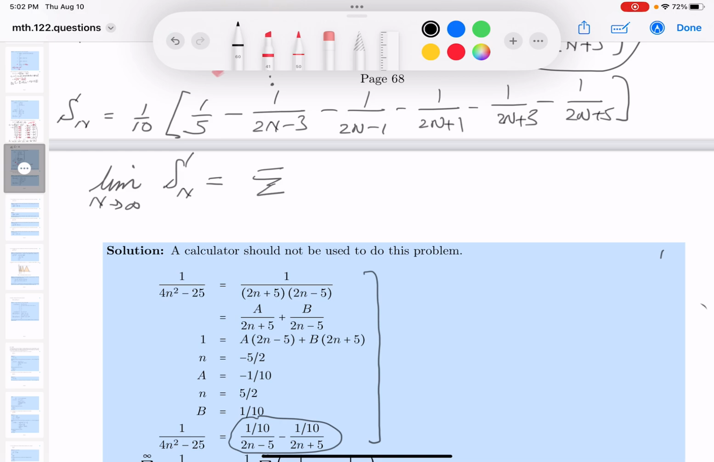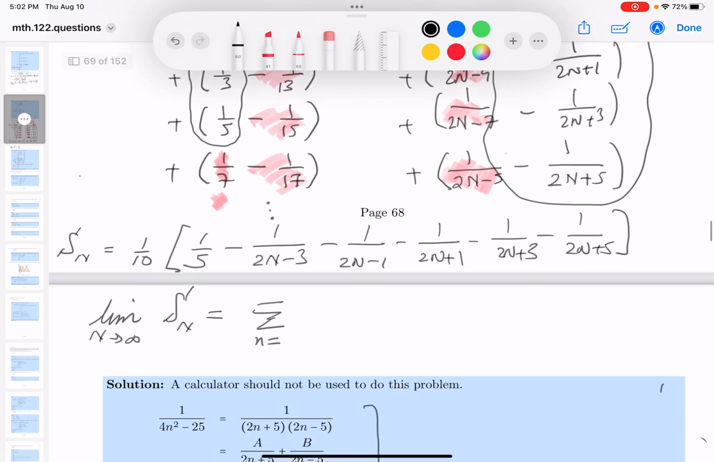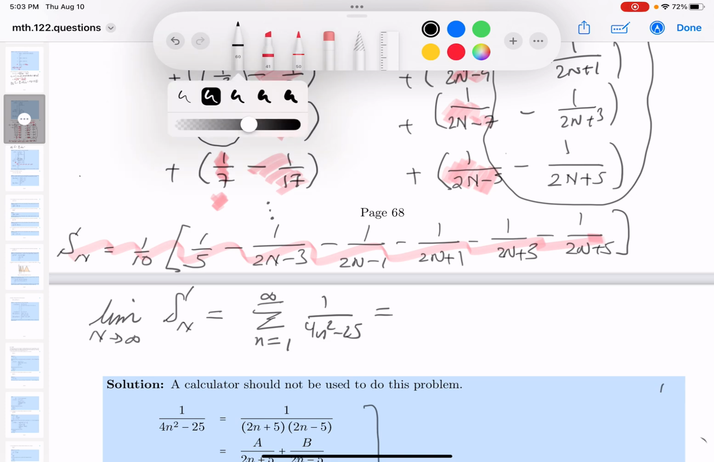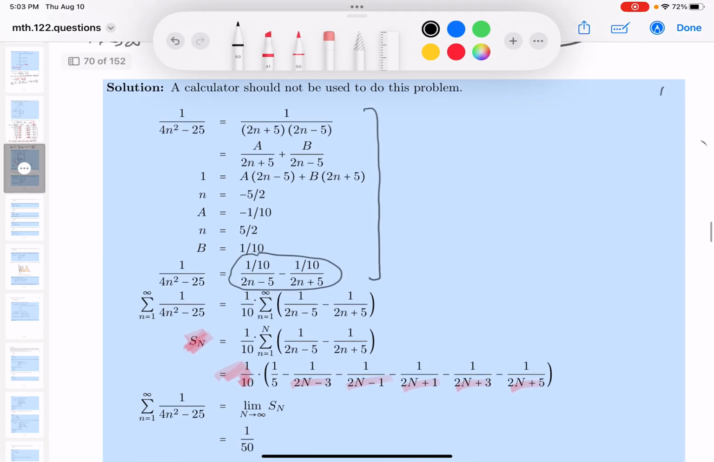The sum, n equals, let me go back to the original sum, by the way, 1 to infinity of 1 over 4n squared minus 25. And what's that going to equal? I can certainly look at that limit, by the way, and do it. And why is that? I'm looking at this. Important thing to look at. And what do I know about that? It's a very simple limit as big N goes to infinity. What do I get? 1/10 times 1/5, which is 1 over 50. And that's the infinite sum.